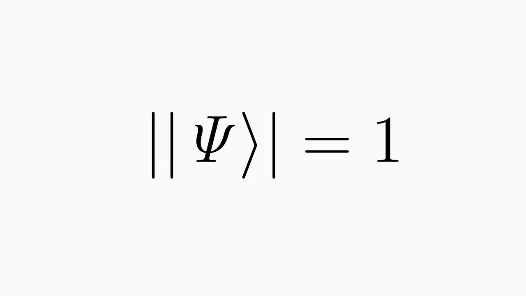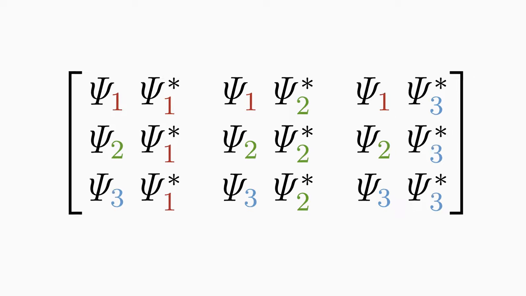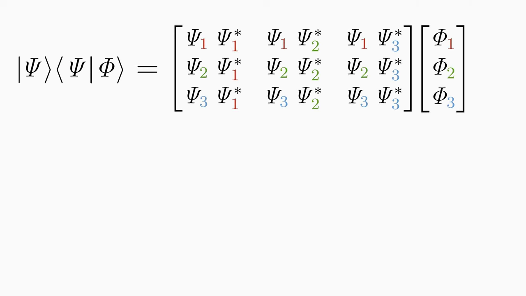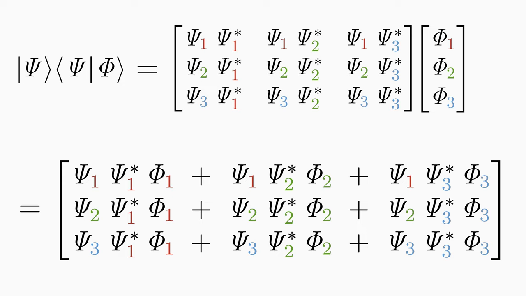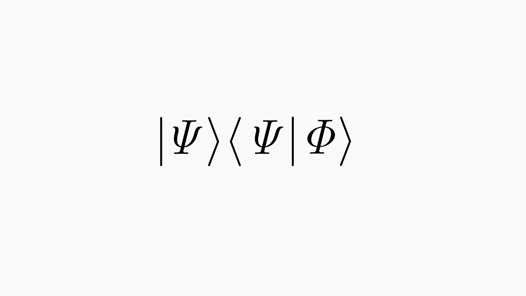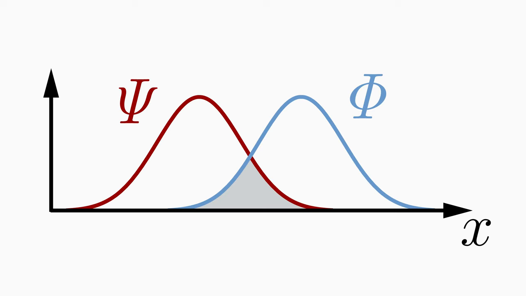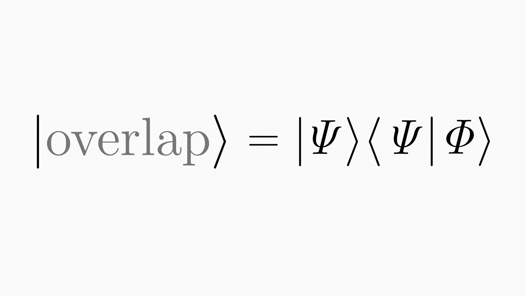If we take a normalized state psi, that is, the magnitude of this vector is 1, and form a tensor product of this state with itself, we get a projection matrix. When we apply it to any ket vector phi, we multiply a matrix by a column vector. The special feature of a projection matrix is it projects the state phi onto the state psi. In other words, it yields the part of the wave function phi that overlaps with the wave function psi. The result of the projection is thus a ket vector describing the overlap of the wave functions phi and psi. Projection matrices are thus an important tool in theoretical physics to study the overlap of quantum states.